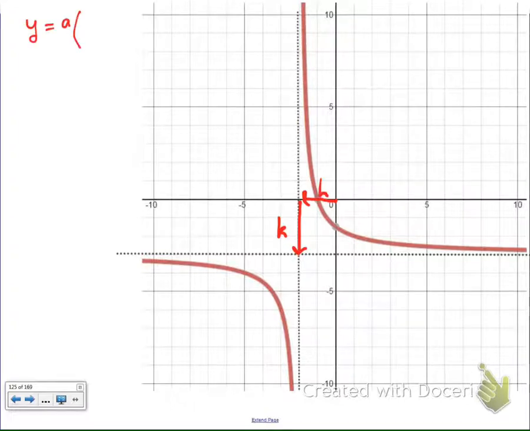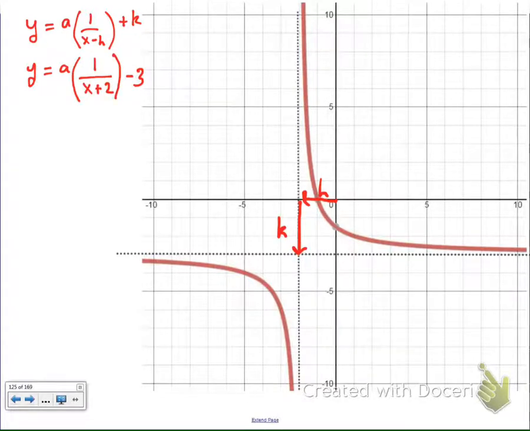So I can use that to figure out my h and k values and use them to fill out this particular format. So instead of taking the square root or the absolute value or cubing here, I'm taking the reciprocal, but first I'm going to add 2, take the reciprocal of that result, multiply by a, and then subtract 3.